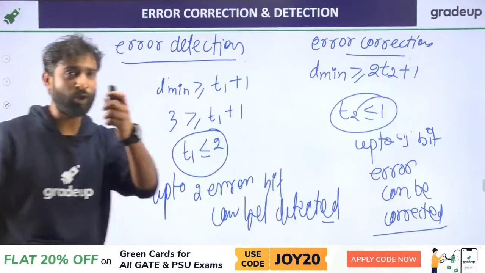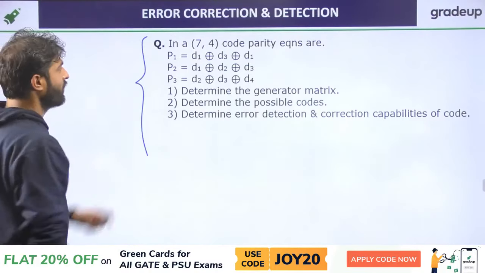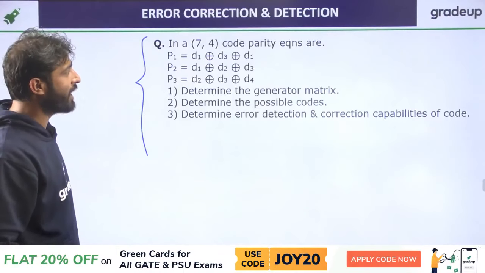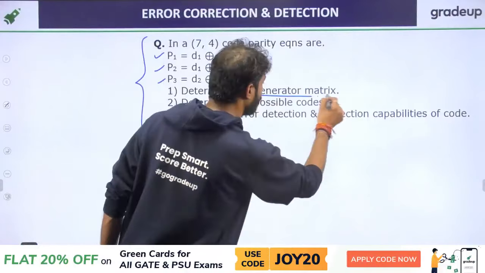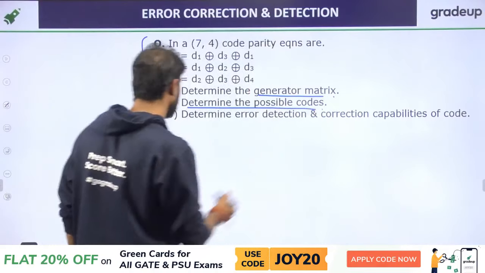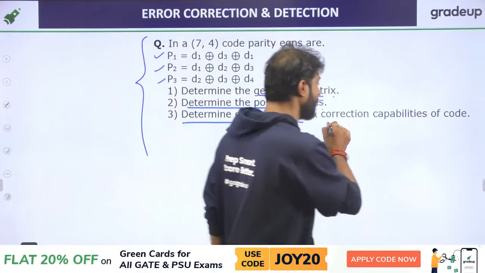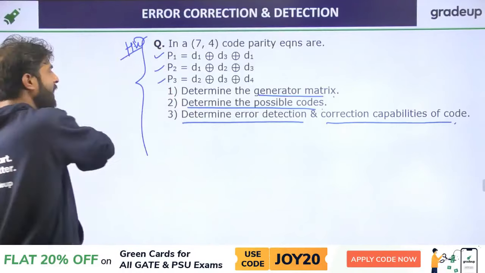Right? Now I am giving you one question. Just write down this question. For the 7,4 code, the parity equations are given: P1, P2, P3. Determine the generator matrix. First, we have to find the generator matrix. After that, determine all possible codes. And third, determine the error detection and correction capability. That is the homework for you. Write it down.